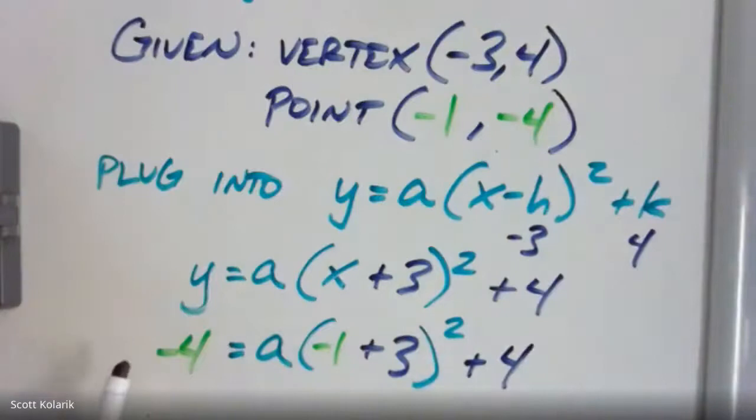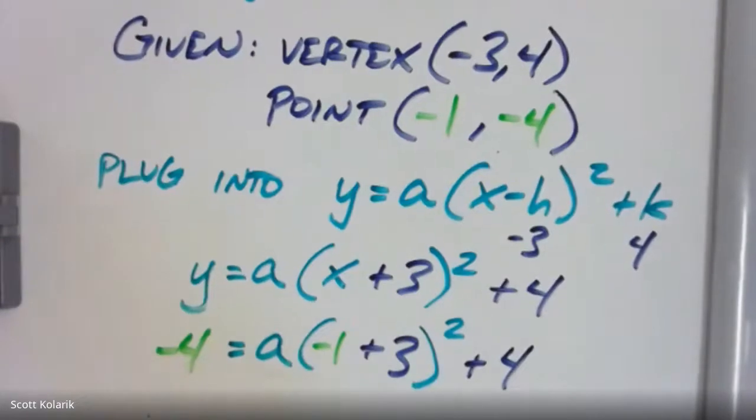And what you'll notice is that I have a bunch of numbers and a single variable, meaning I can get the solution for that variable simply by doing the other order of operations, the other calculation. So let's see what happens.